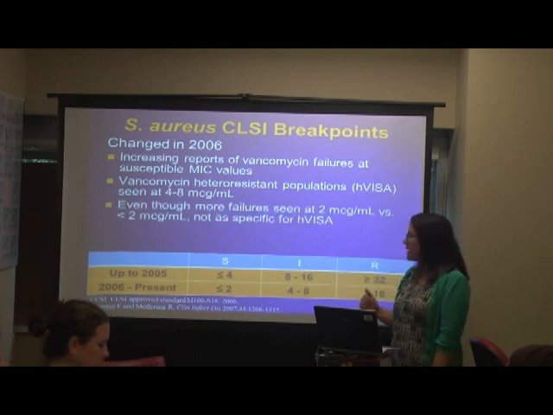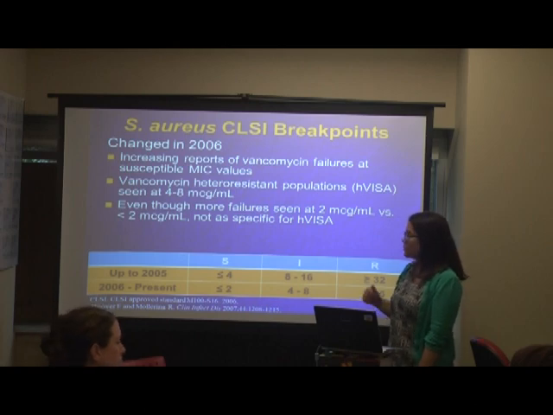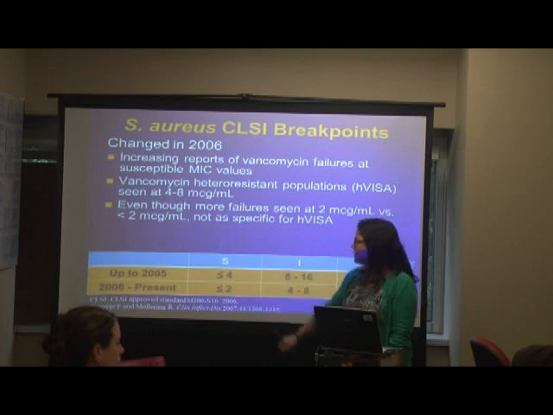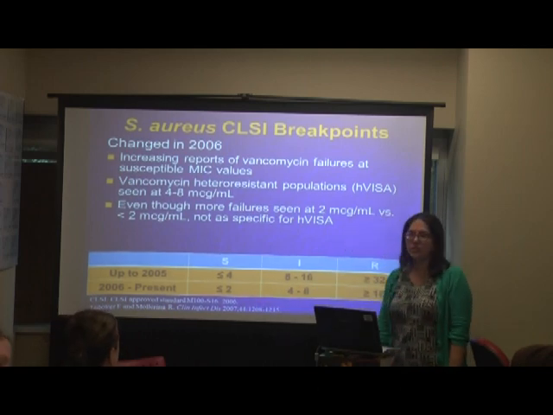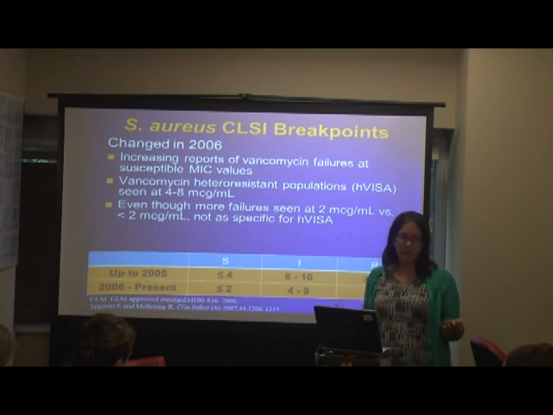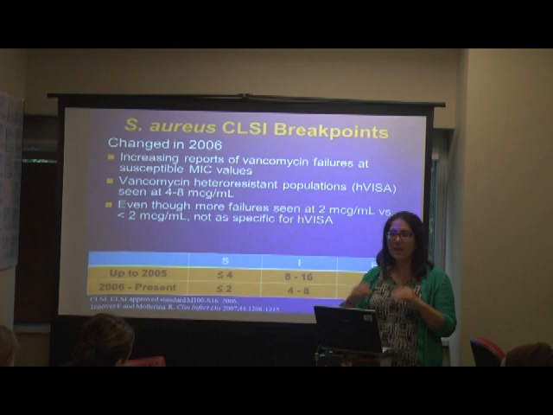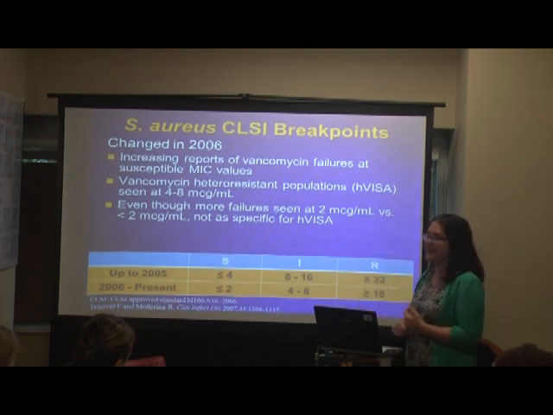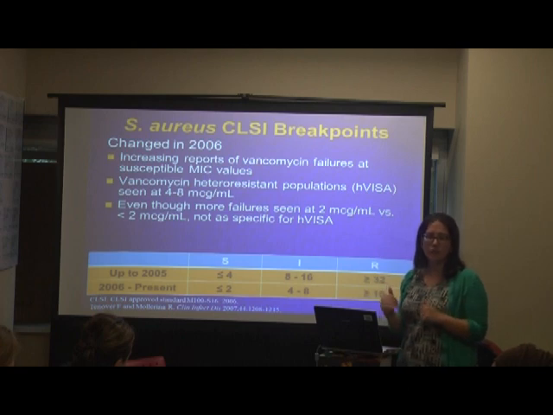So there was a change in the breakpoints. You can see up to 2005, susceptible was MIC of 4 or less, and then from 2006 on, it was changed to MIC of 2. And the MIC is the minimum inhibitory concentration. So this is a concentration of vancomycin or any drug in the blood that prevents the growth of that bacteria, so inhibits growth. And we start to see resistance at even lower concentrations of drug in the blood.